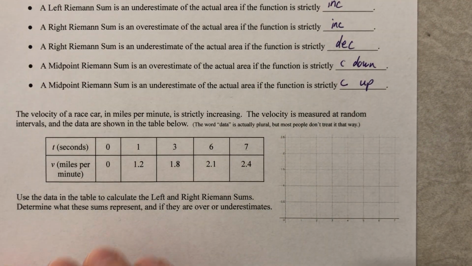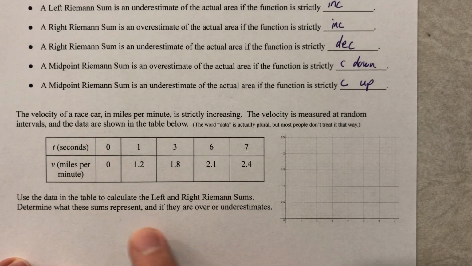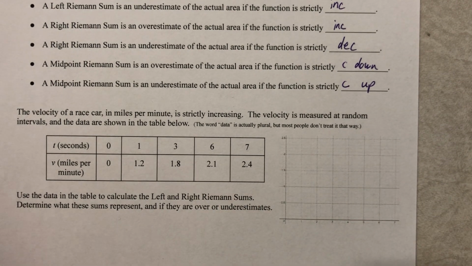Okay, use the data in the table to calculate the left and right Riemann sums, determine what the sums represent and if they are over or under estimates. What's the graph here for? For fun, look how much fun we're gonna have.